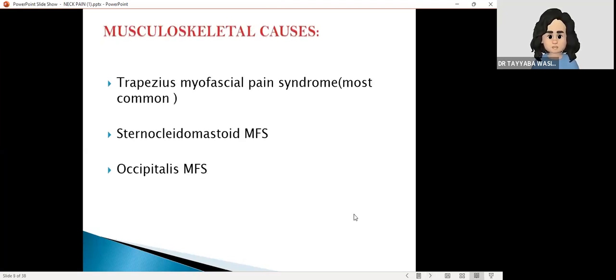Among the musculoskeletal causes, the most important entity we often encounter in OPDs is trapezius myofascial pain syndrome. The patient presents with trigger points in the trapezius muscle, usually with neck pain. On examination, we can find the various trigger points in the trapezius, and therefore we can treat it appropriately. The next important myofascial pain syndrome is of the sternocleidomastoid muscle, and another important one with reference to neck pain is the occipitalis muscle myofascial pain syndrome.